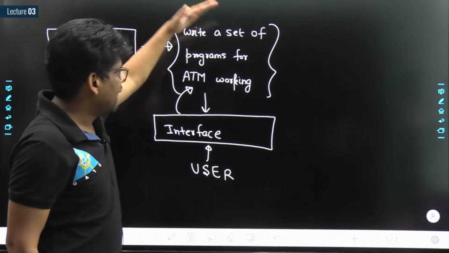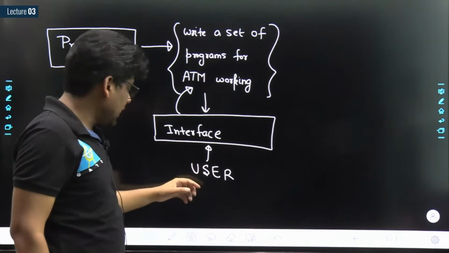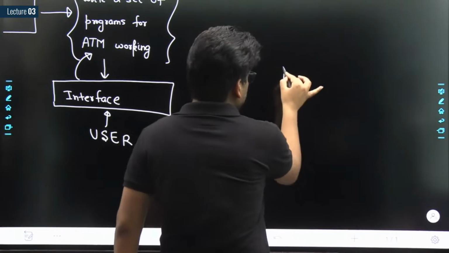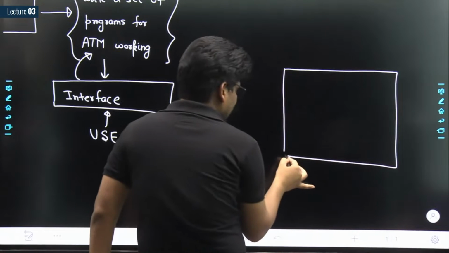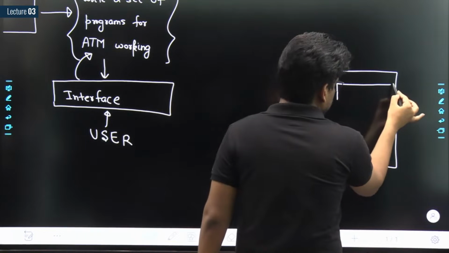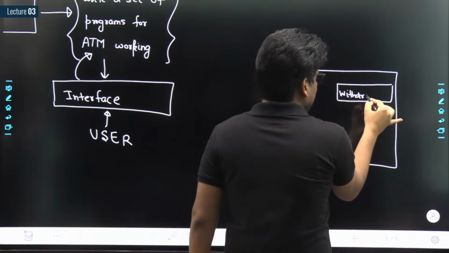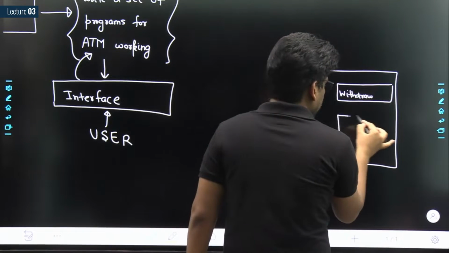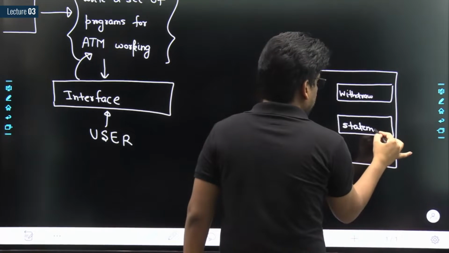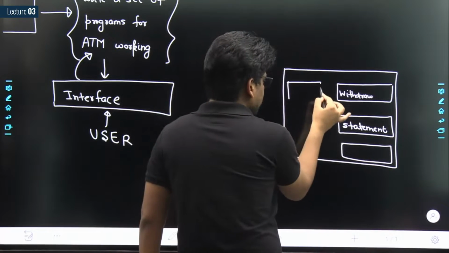So a programmer writes a set of programs, and the user is interacting with this interface. Okay, what is this interface? Whenever you went to an ATM machine, sir, there is an interface. Am I right or not? And you have options like this: withdrawal, cash withdrawal, statement, and some other options like this.